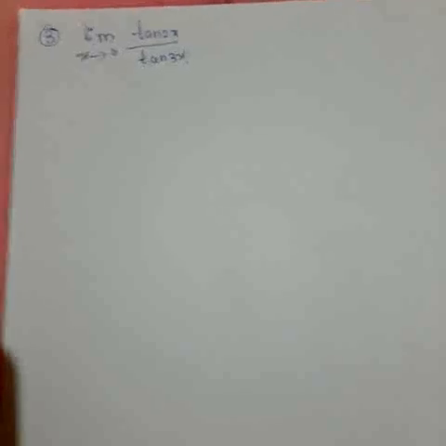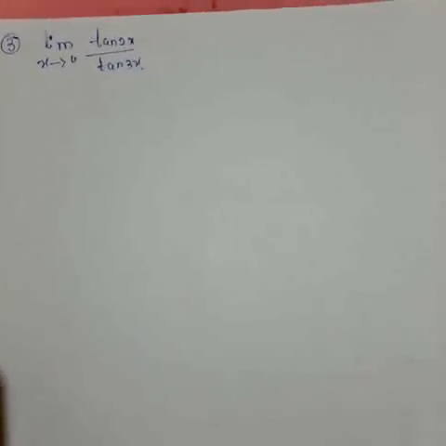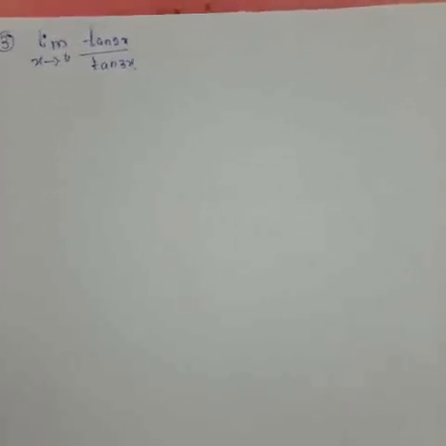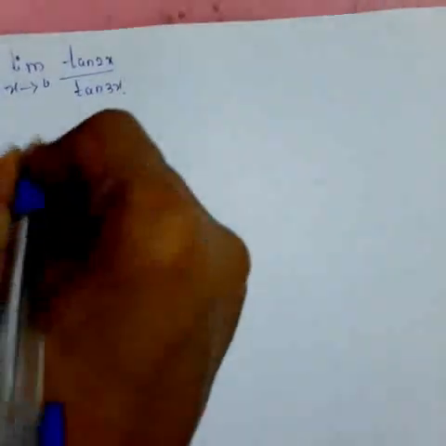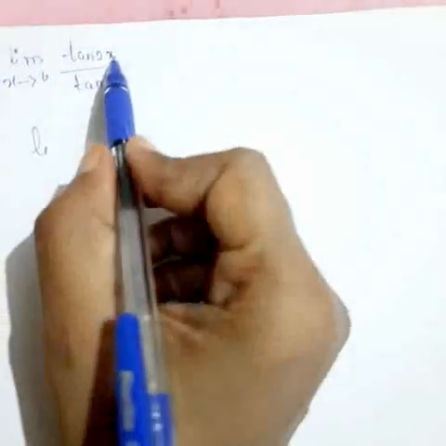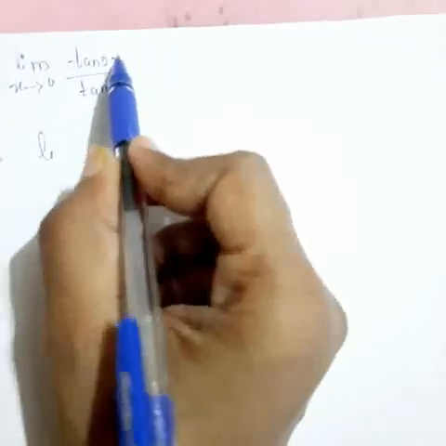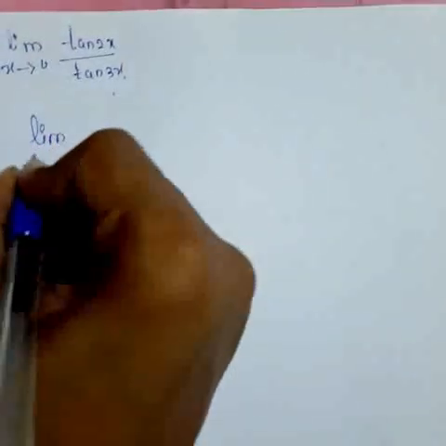But tan 2x divided by tan 3x, how to convert to standard form? Standard form is limit x tends to 0, tan x by x is equal to 1. Then how to convert this? It is so simple. First, if you put direct substitution, what happens? You will get 0 by 0 form, indeterminate form. Then go for the trigonometric limits, that is your standard limit.